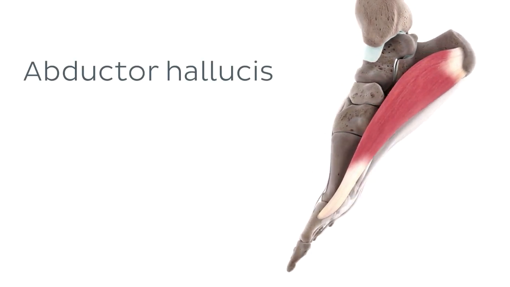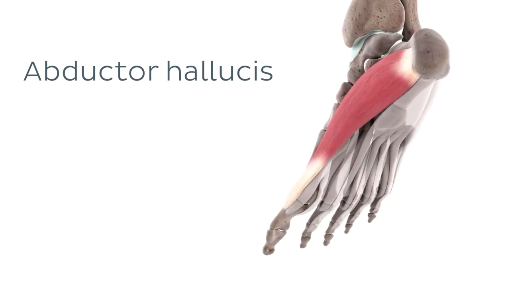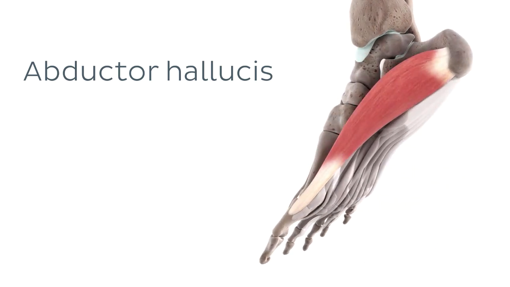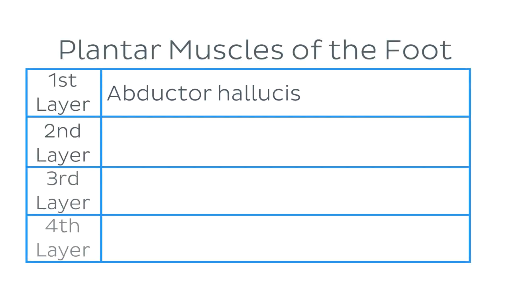As you can see on our awesome 3D model here, the Abductor Hallucis muscle is located along the medial aspect of the plantar surface of the foot. If you learn your plantar muscles by layers, you can make a note that this muscle is found in the first layer of the plantar muscles.